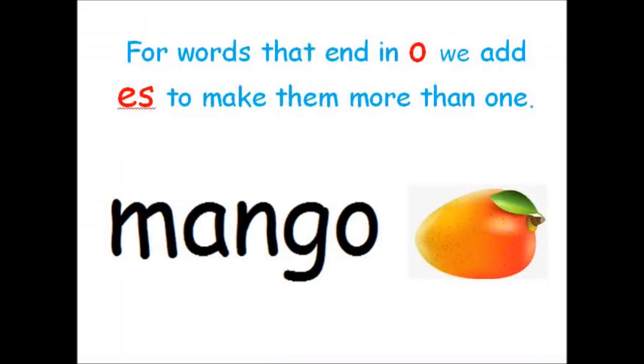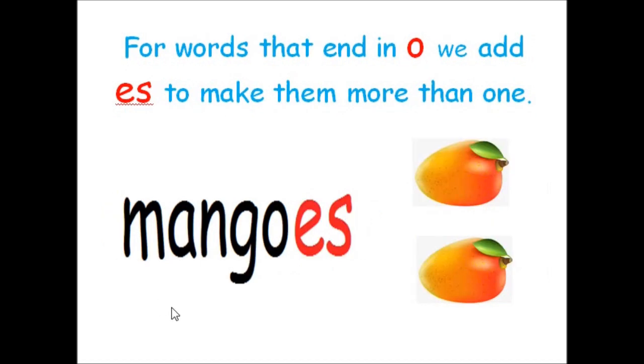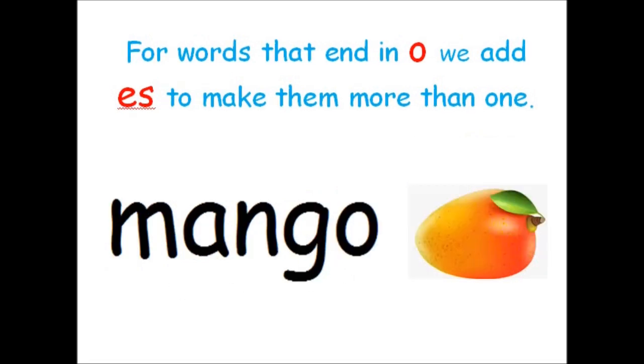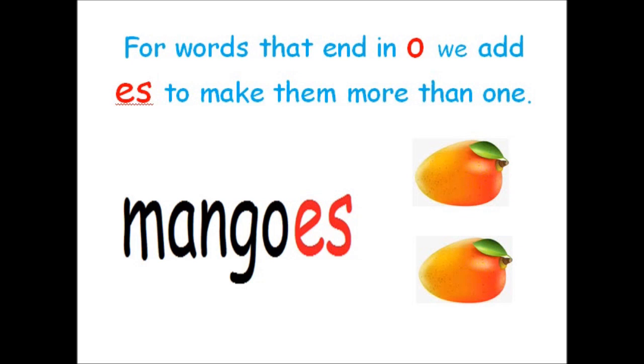So boys and girls, let us look at another example. Here we see one mango. The word mango ends with letter O. If we were to show more than one, we must add e and s to the end of the word. Here we see two of the fruits. To show more than one, we added e and s to the end of the word. Mangoes. And we did this because the word ends with O. One mango, two mangoes.